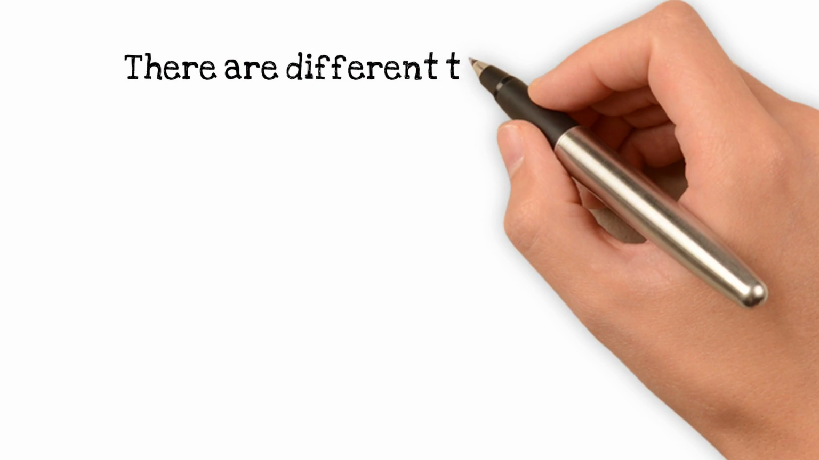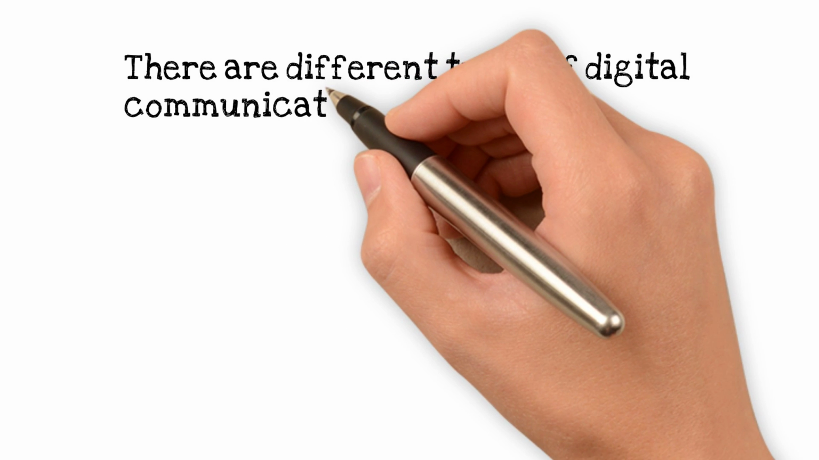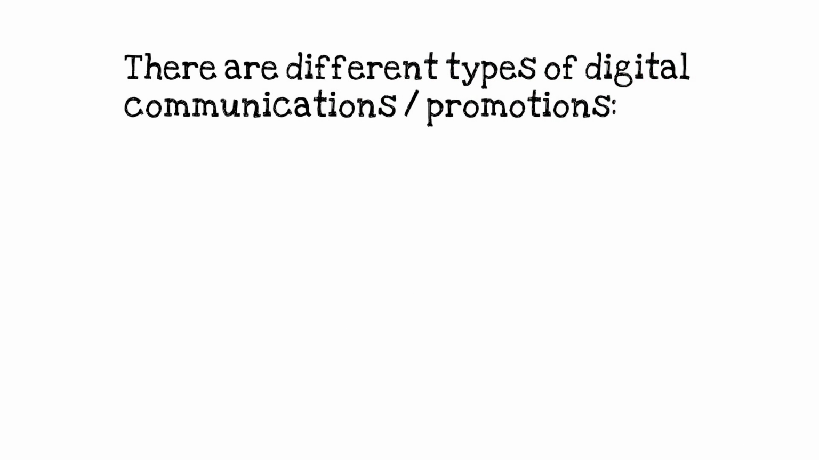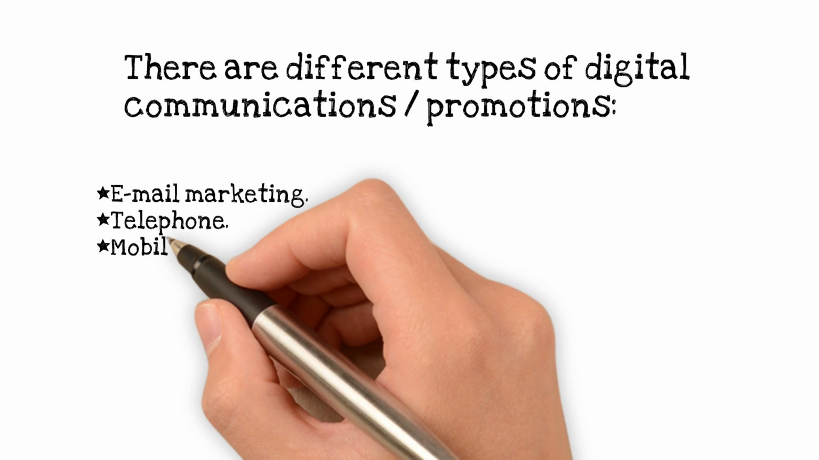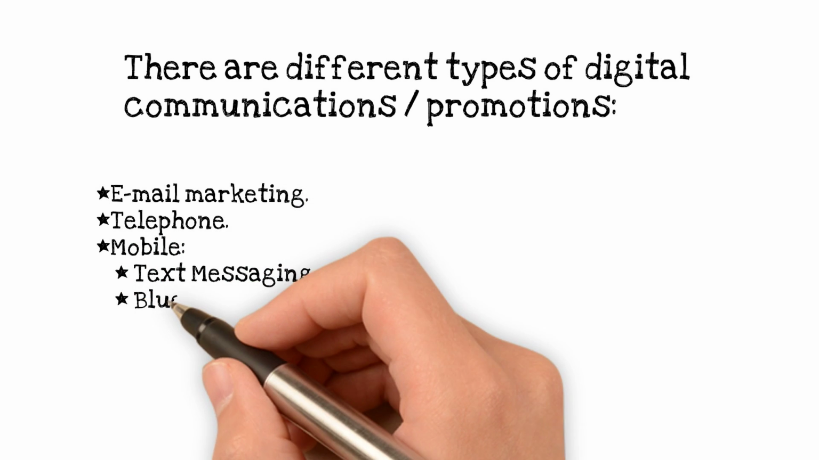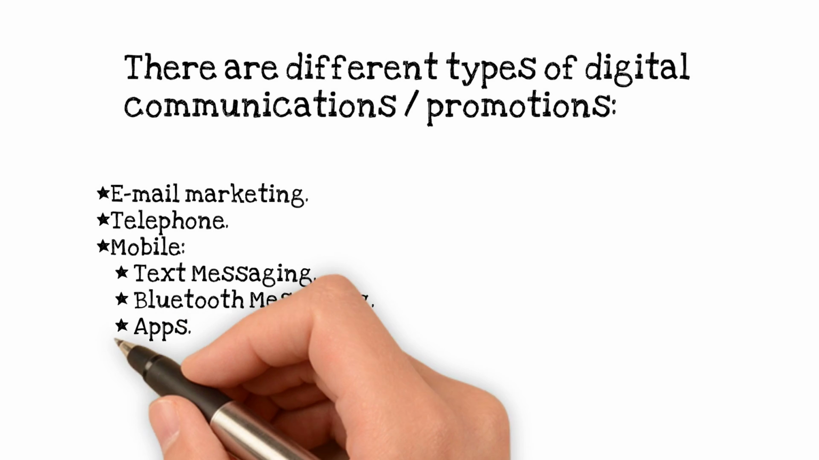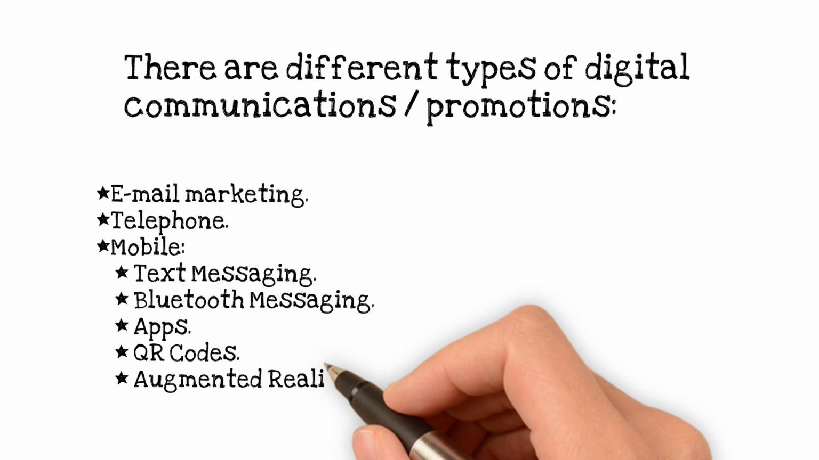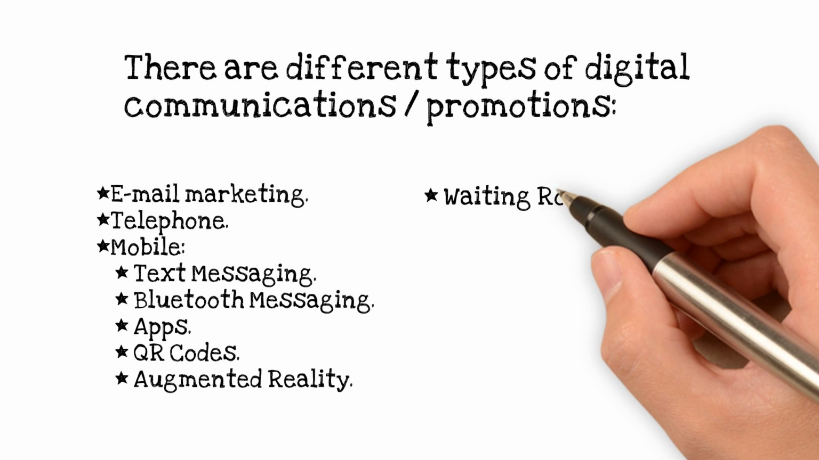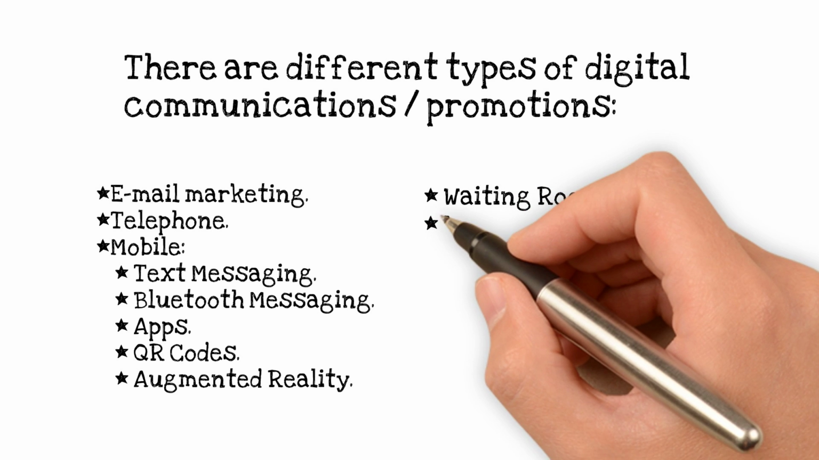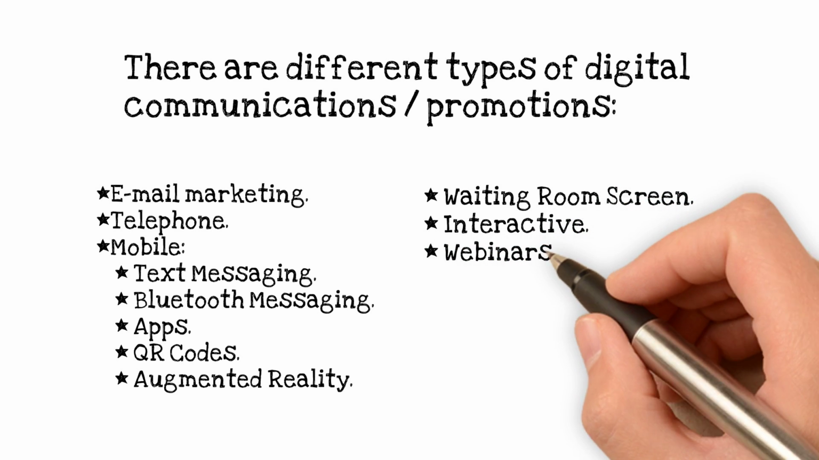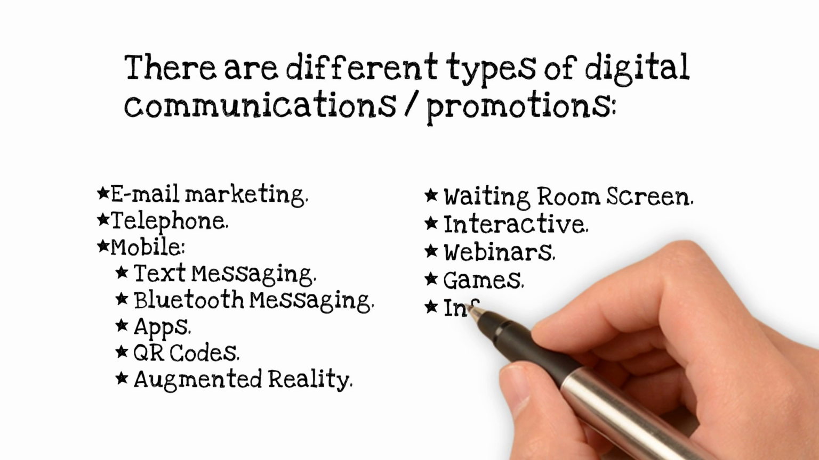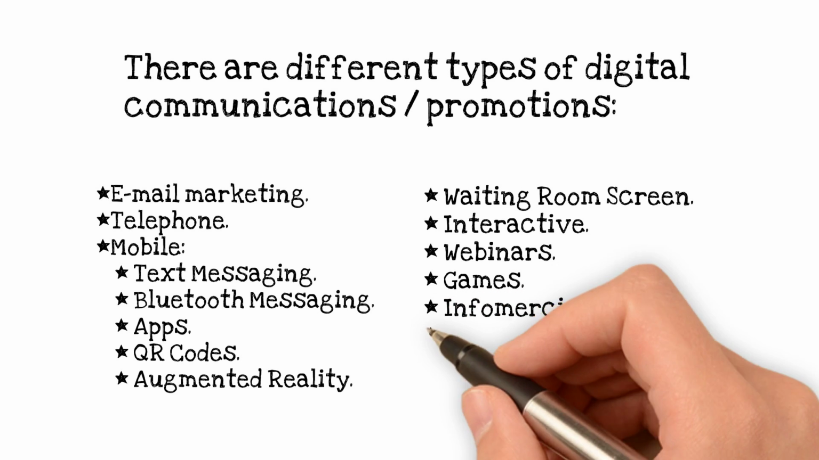Now, there are very many different types of digital communication processes, and this links to the promotional mix. But the ones I want to go through in detail now are email marketing, telephone, mobile marketing, which includes text messaging, Bluetooth messaging, apps, QR codes, and augmented reality. There are things like waiting room screens that form part of the process, interactive screens, which you'll see maybe at hospitals or estate agents. You could use webinars, games even form part of it.